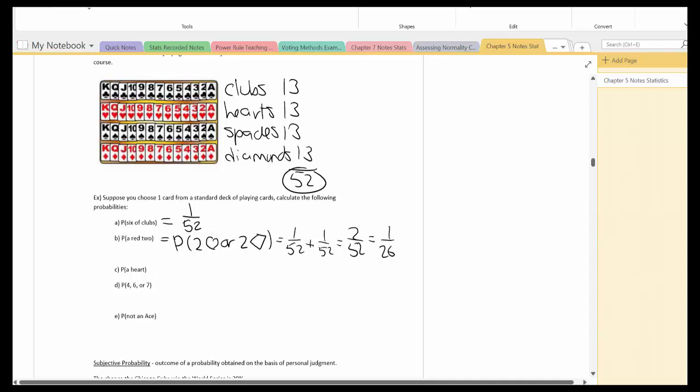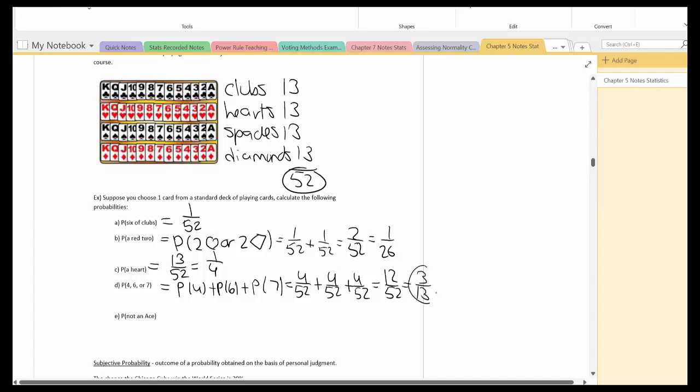What's the probability that you'll select a heart? Well, there are 13 hearts out of 52. Divide top and bottom by 13. That's 1/4. Okay, probability of a 4, 6, or 7. Remember, with the word or, that means to add. That's the probability of a 4 plus the probability of a 6 plus the probability of a 7. There are 4 4s out of 52, 4 6s, and 4 7s. Add up, that's 12 out of 52. Divide top and bottom by 4, that's 3 out of 13.